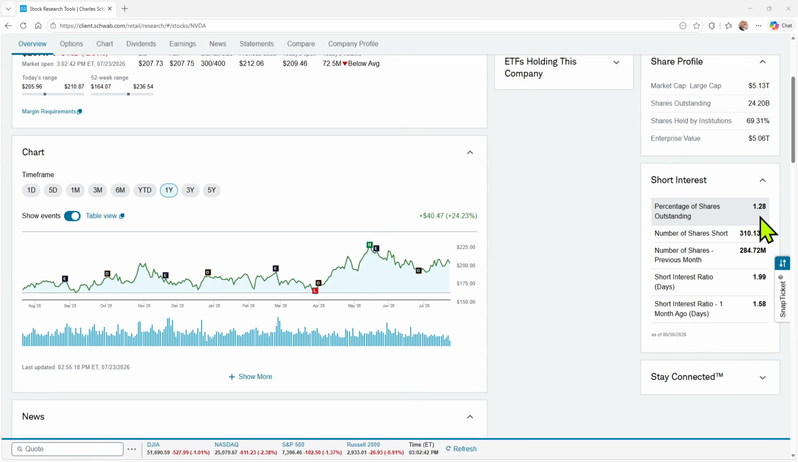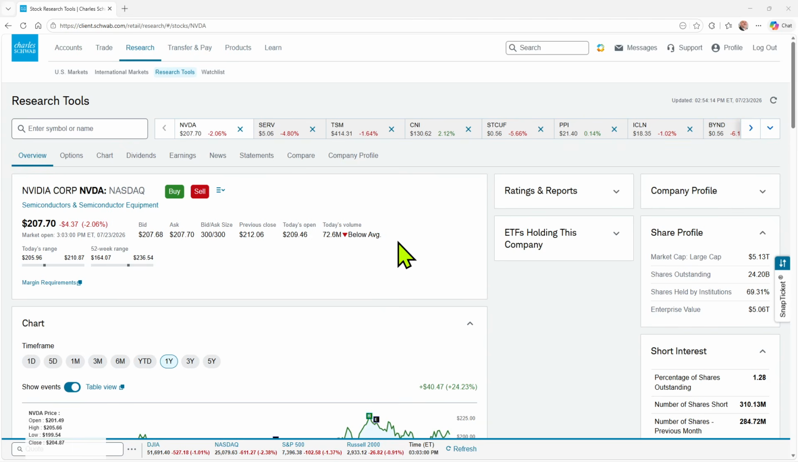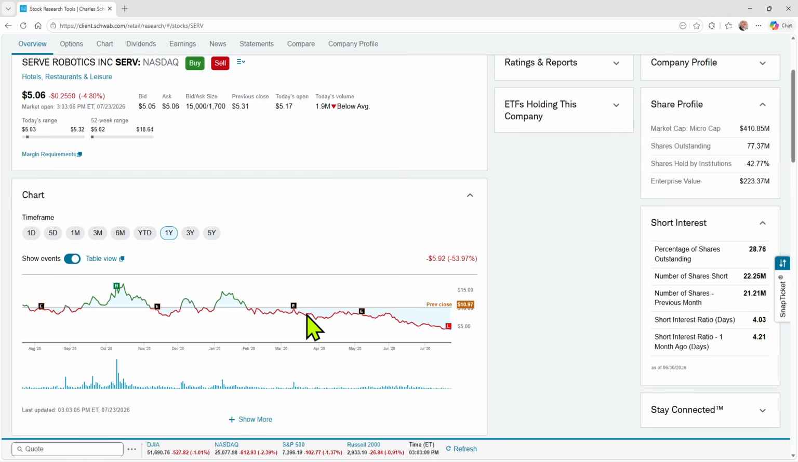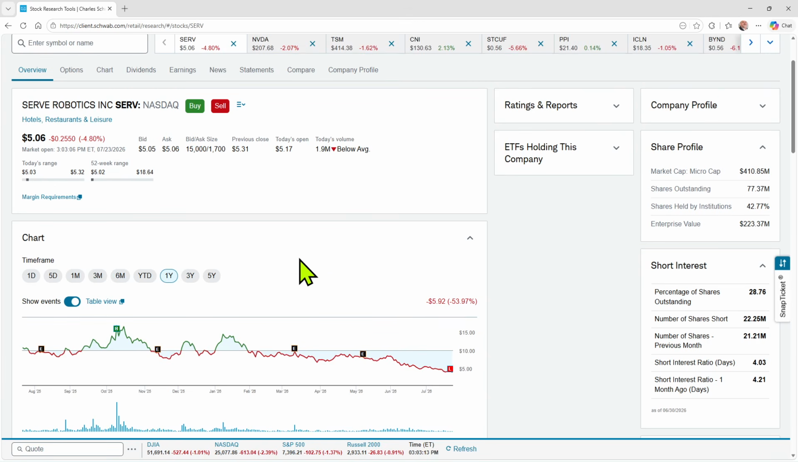But before we do that, I want to show you what a low float stock might look like here on the Schwab.com website. Now, why does that matter? Why does NVIDIA having a high float matter? It's harder to move the stock. But let's take a look at another name, and I'm just going to choose one from this list. I happen to know this particular name. This is SERV. This is Serve Robotics. It's a robotics company that builds robots for the hospitality industry.